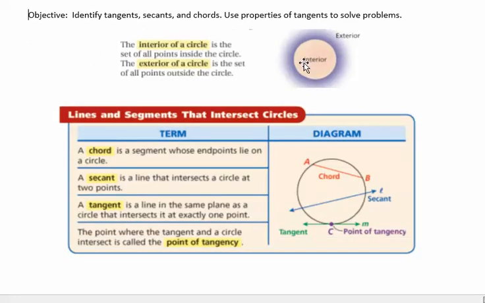There's an interior of a circle, which the definition of that is the set of all the points inside the circle, and the exterior is the set of all the points outside the circle. We use those words a lot within the theorems.